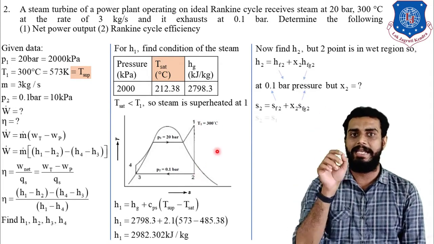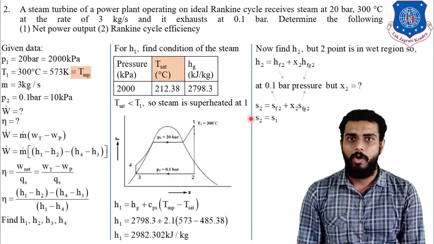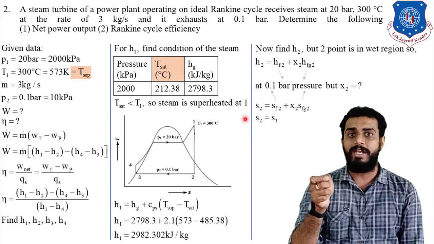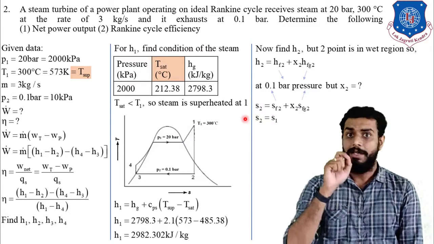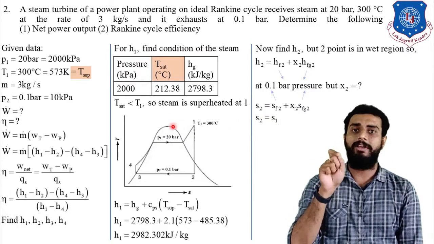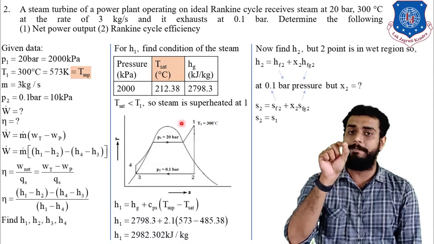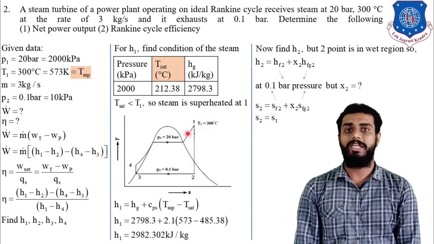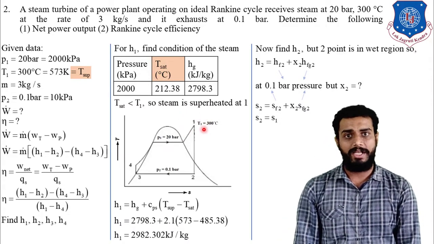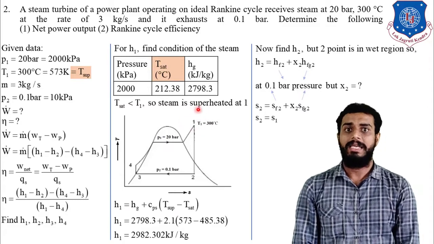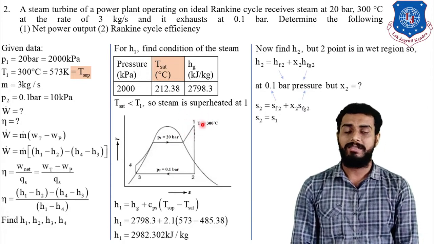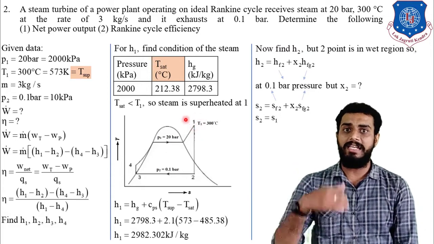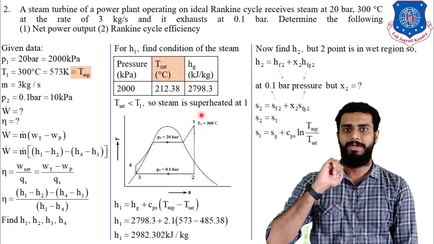Now that means I can take S2 is equal to S1. Okay. Now S1. So point number 1 is superheated steam, right? So what I will do? I will have to find out the entropy of superheated steam. Now the equation for finding out the entropy of the superheated steam is this one. S1 is equal to Sg plus Cps ln T superheated divided by T saturated.